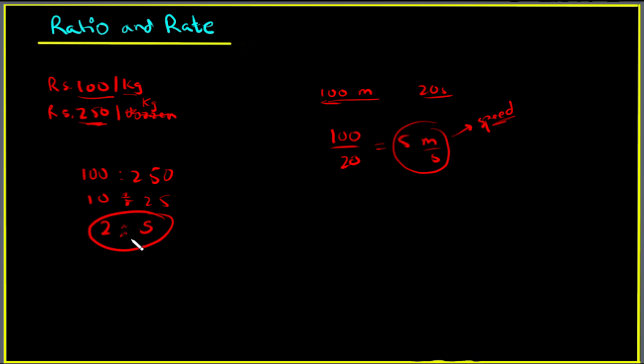So ratio is something that gives you a comparison between two things in the simplest form, and rate is the comparison of one thing with another thing with reference to the unit measurement of the other thing. I hope I didn't confuse you. I tried to be as general as possible, but that's how you understand ratio and rate.